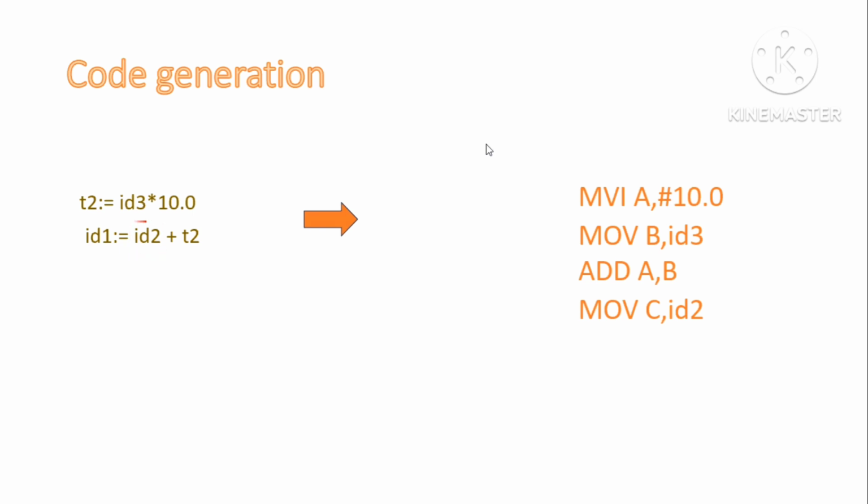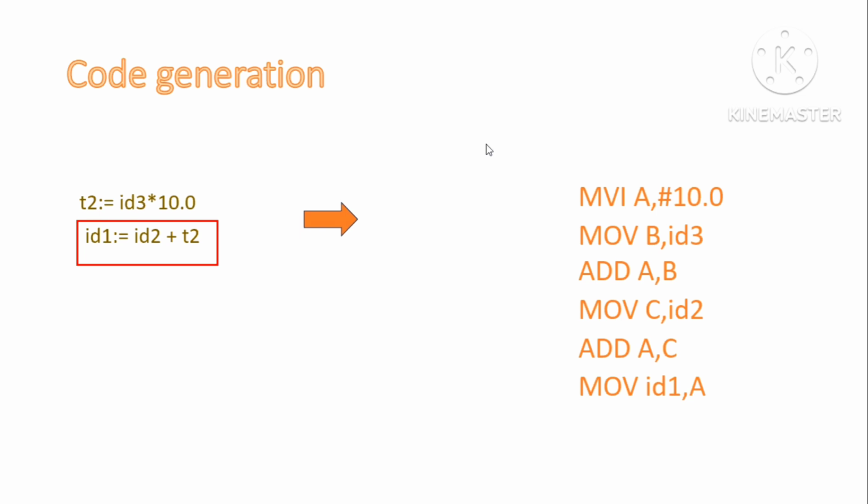So, now what I am going to do here is I take this entire instruction, I make ADD A comma C, because C has ID2 and A has the result of the previous instruction, isn't it? So, now finally what we are going to do here is we actually make this ID1 is equal to ID2 plus T2. So, now the final result will be available in A, that has to be moved to ID1. So, I am just making it as MOV ID1 comma A.